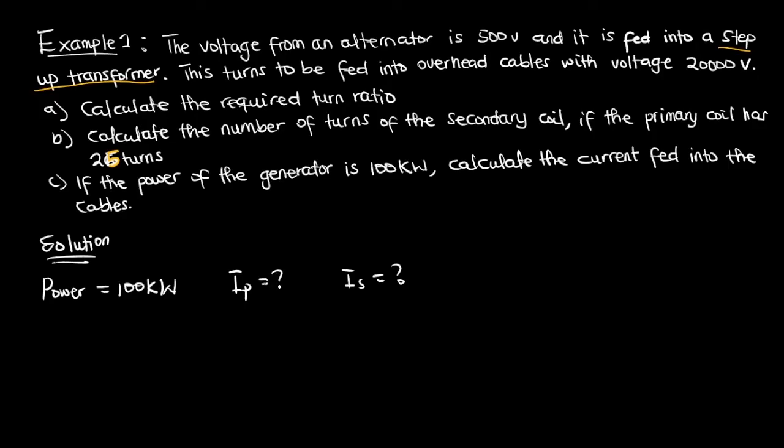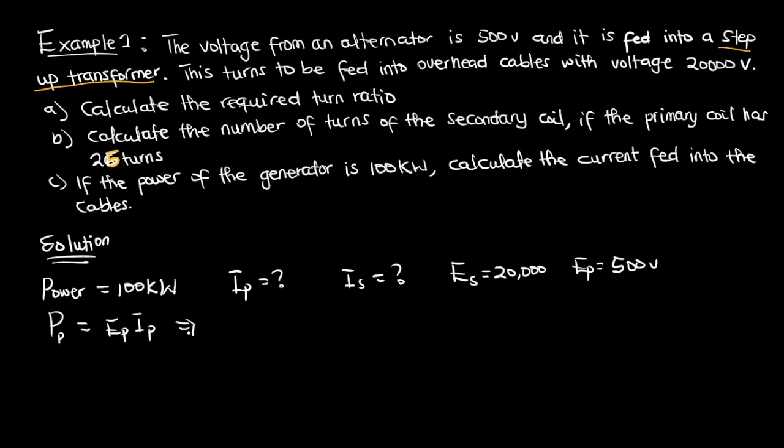So first of all, we need to determine the primary current from the power given to us. Now remember, we've established the fact that the secondary voltage is 20,000 volts from the question, and then the primary voltage, or EMF, is given to us from the alternator, which is 500 volts. We already have this. So if that is the case, power, I'll make it P subscript P, that means the power fed into the primary coil is equal to the voltage, which is EP, multiplied by the current IP. Are we okay?